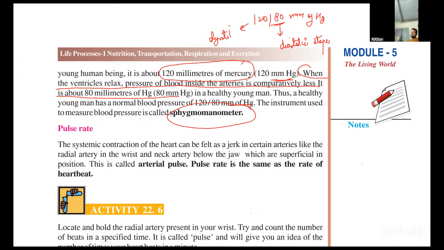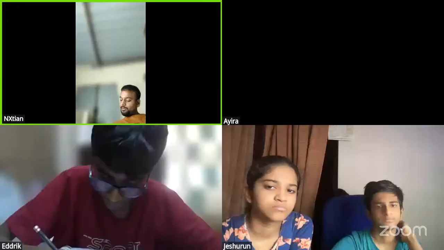So this 120 is basically the systolic pressure. Systolic pressure is the pressure when the heart contracts. When you get 122 mm on the walls of the artery, it is called systolic pressure. And diastolic pressure is the pressure when the heart relaxes, the pressure on the artery at that time. Did you understand, guys? Yes or no? Now I will show you the picture of that thing.